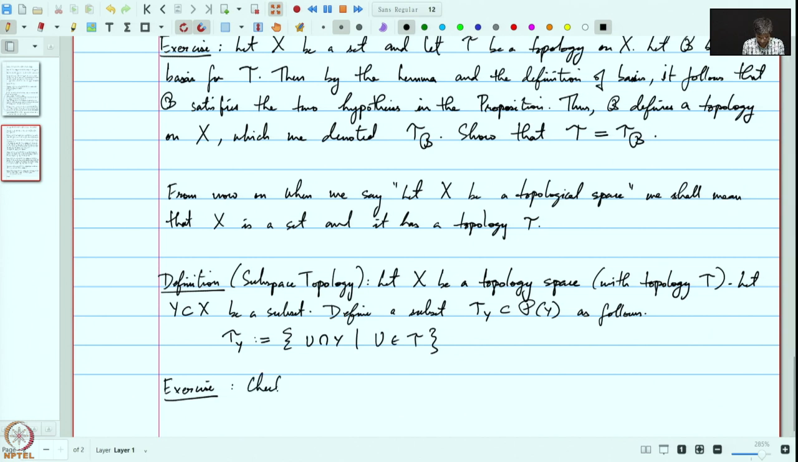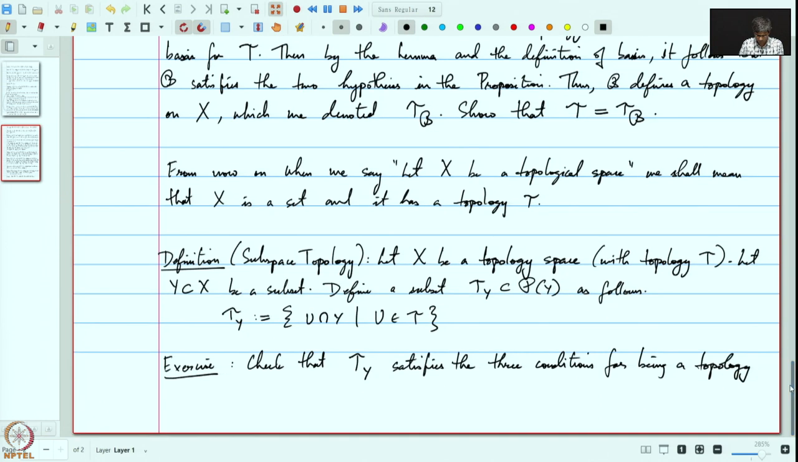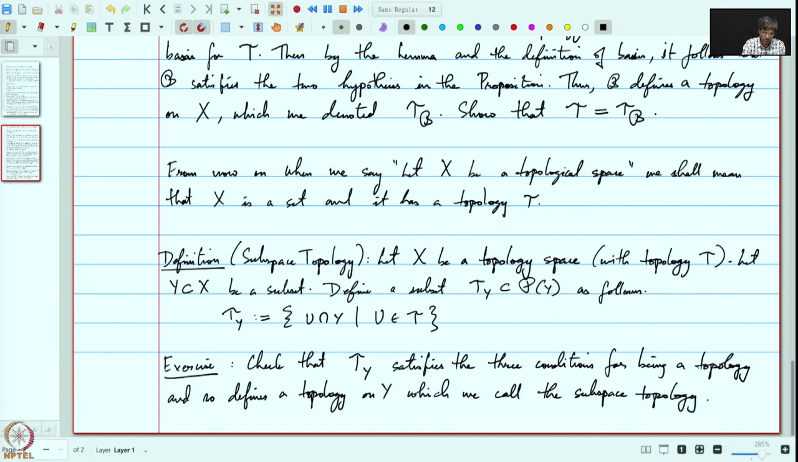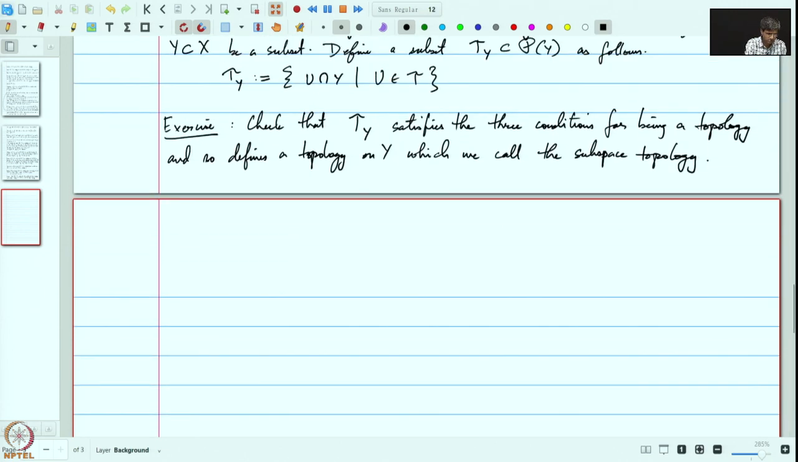Check that tau sub Y satisfies the three conditions for being a topology. And so it defines a topology on Y, which we call the subspace topology. So let us see some simple examples of subspace topology.